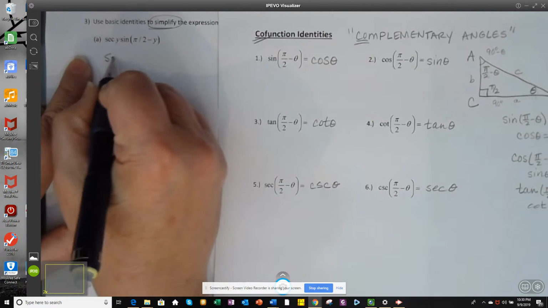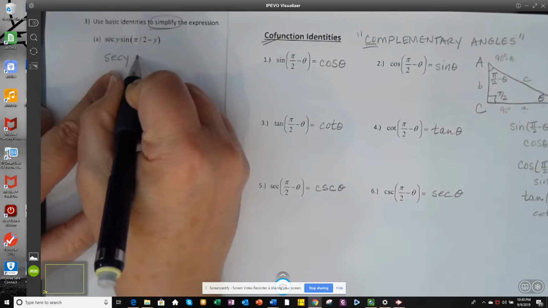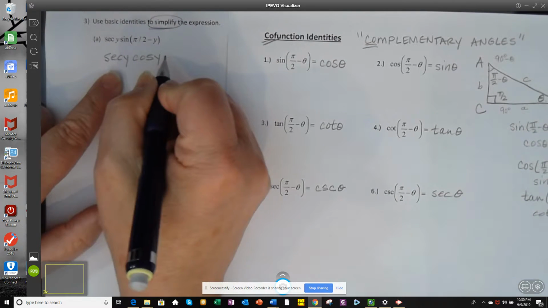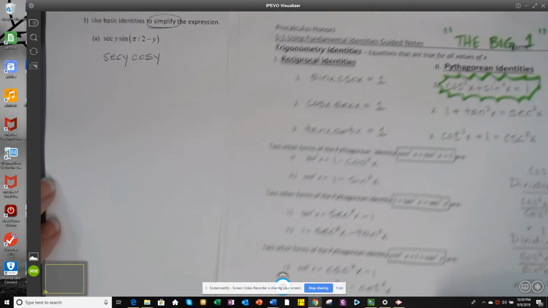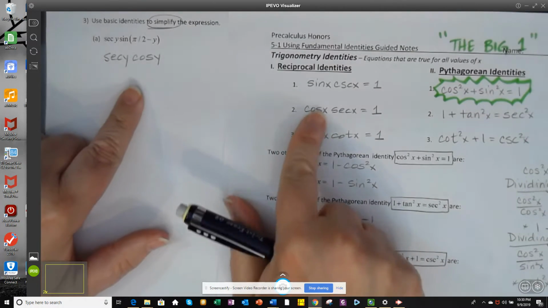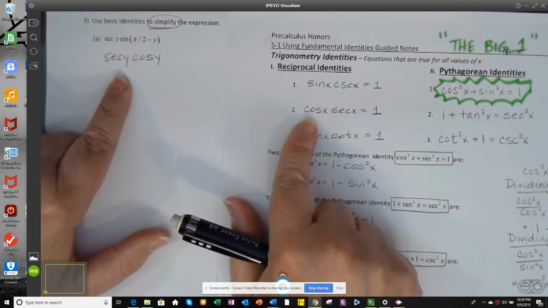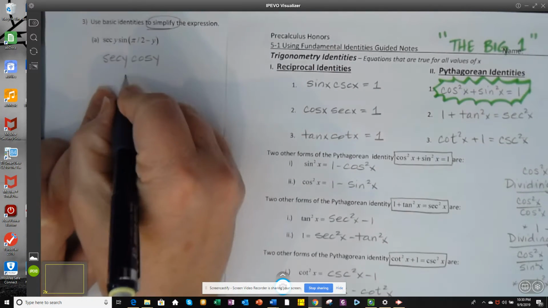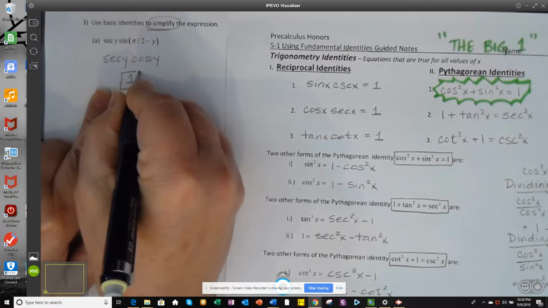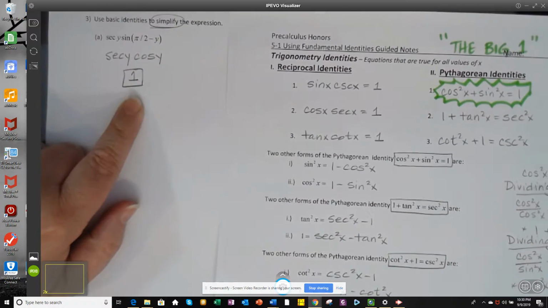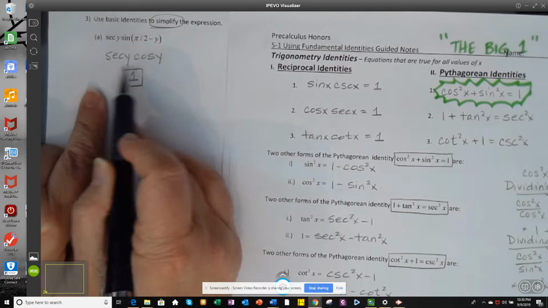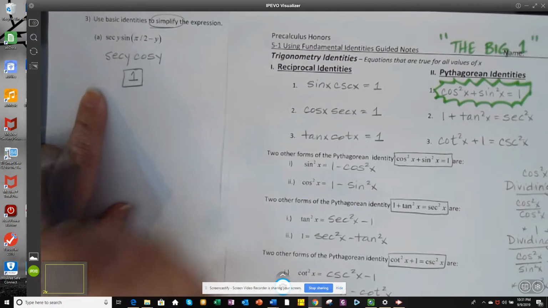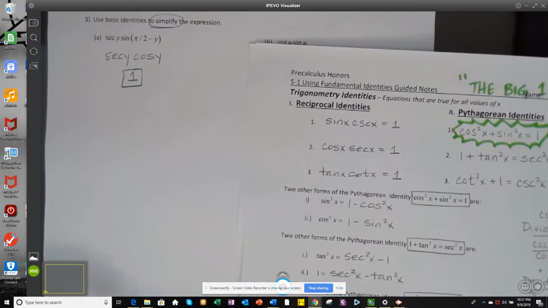Now, why might I want to do that? Because if I go back to page one, one of the most important pages, I know that my reciprocal identities here, if I multiply secant times cosine, I'm going to get something really wonderful. I get a number 1, because secant times cosine, they are reciprocals of each other, and you multiply them, you get 1.